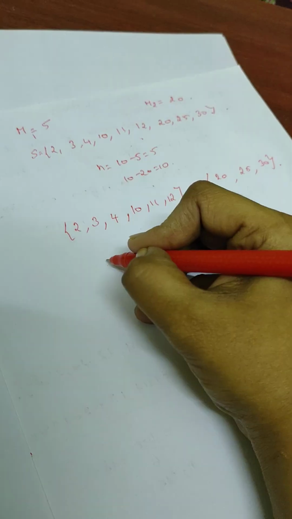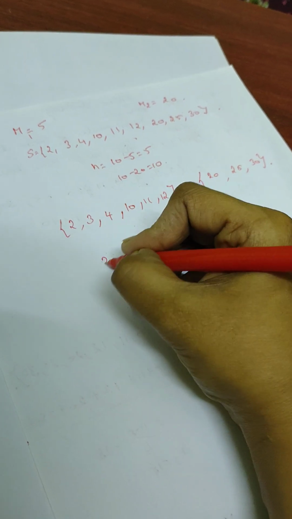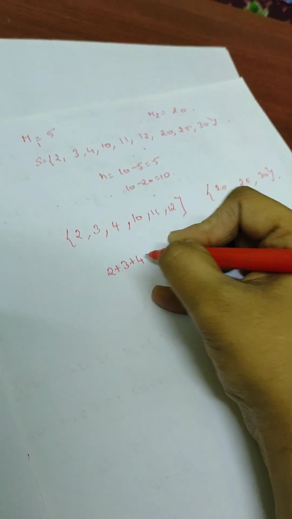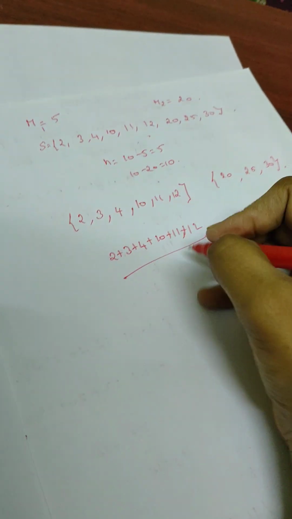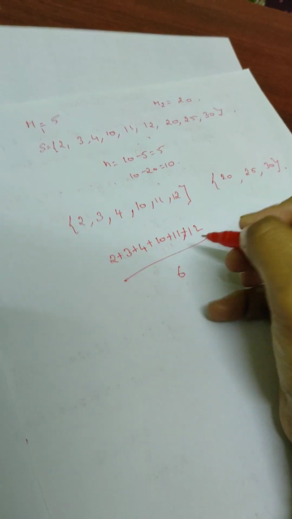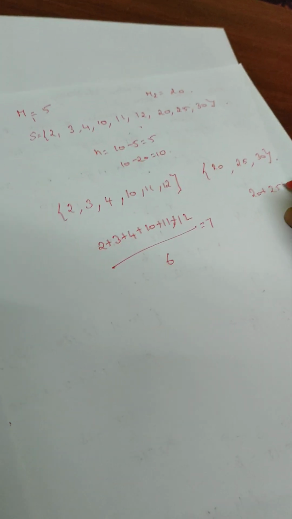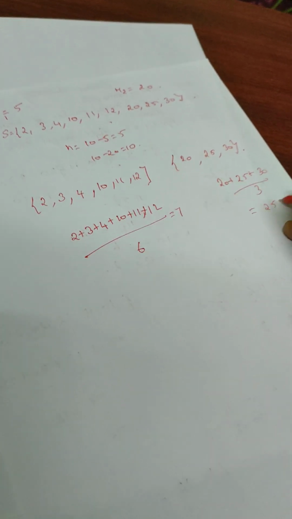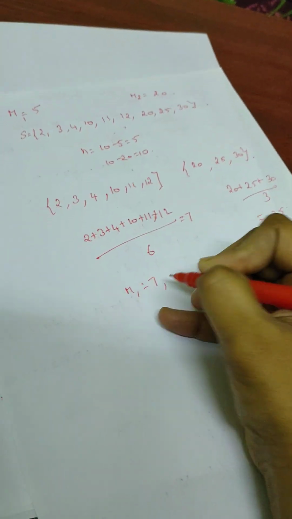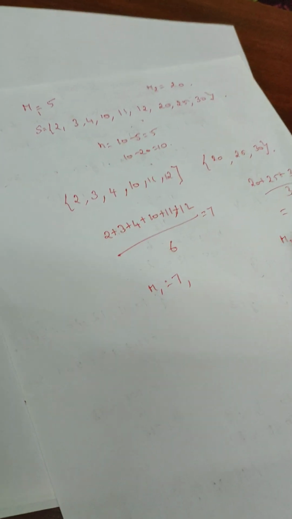So if I take the mean value, what will be the mean value? The mean value I will get is 2 plus 3 plus 4 plus 10 plus 11 plus 12 divided by 6, which is equal to 7. Here 20 plus 25 plus 30 divided by 3, where mean is equal to 25. So now m1 is equal to 7 and m2 is equal to 25.